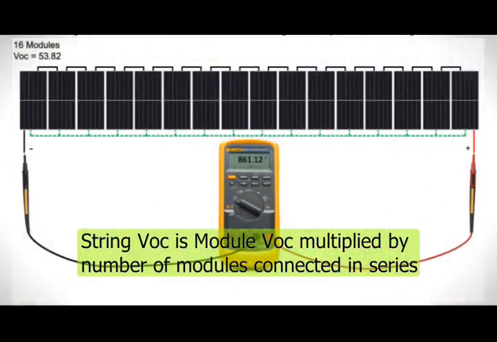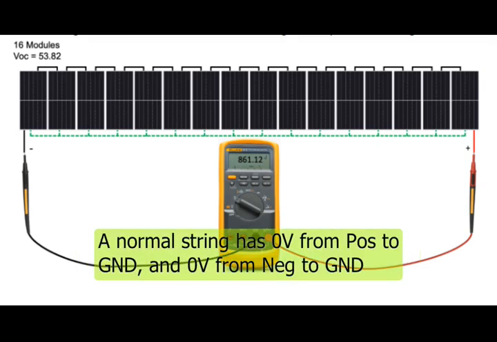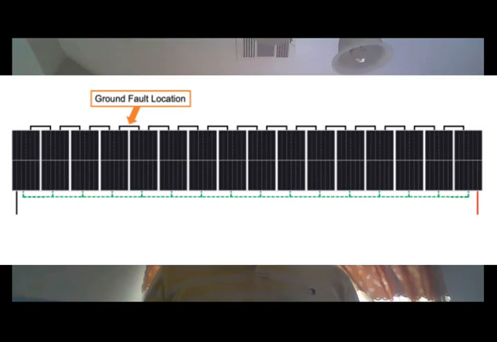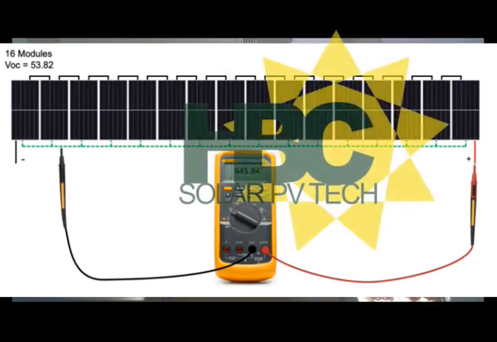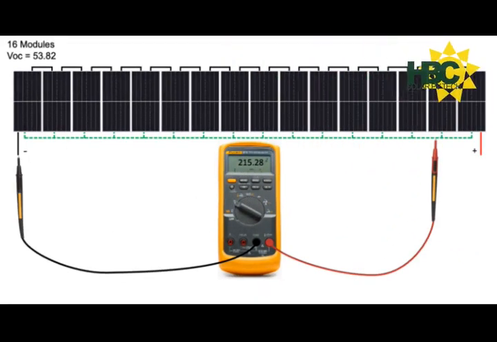How to locate a ground fault on a PV string circuit by the numbers. A PV string circuit without a ground fault will have open circuit voltage, or VOC, between positive and negative conductors. It will have 0 volts from positive to ground and from negative to ground. When a ground fault is present, measurement will show VOC between positive and negative conductors. It will also reveal a value other than 0 on the positive to ground, negative to ground, or both.